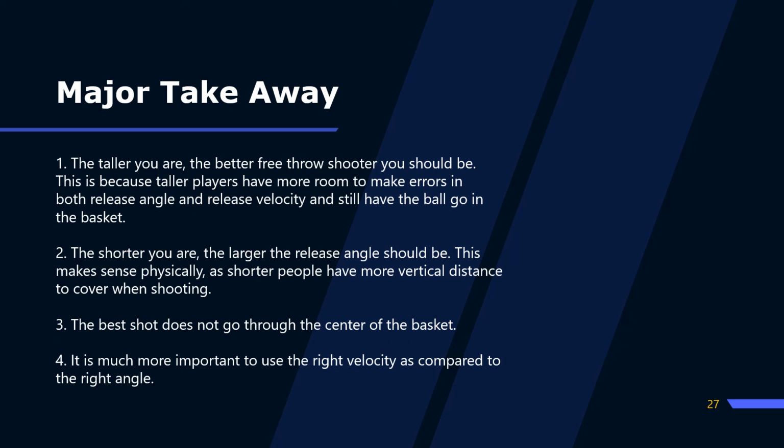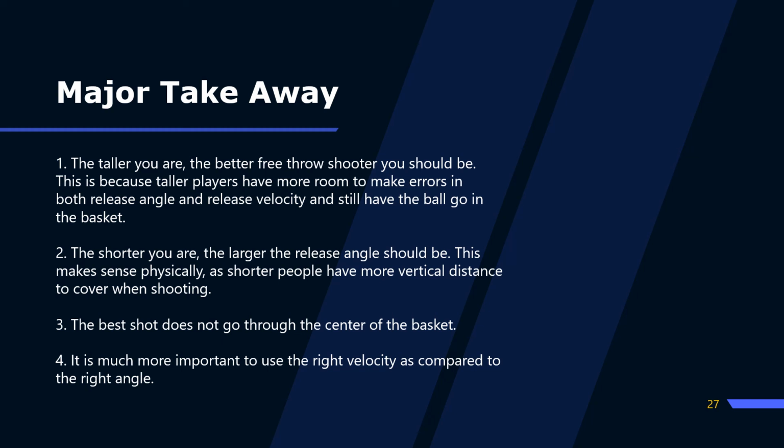Alright, so our next major takeaway is that the shorter you are, the larger the release angle should be. And this makes sense physically, as shorter people have more vertical distance to cover when shooting. The third takeaway is that the best shot does not go through the center of the basket. The best shots actually go closer towards the back of the rim.